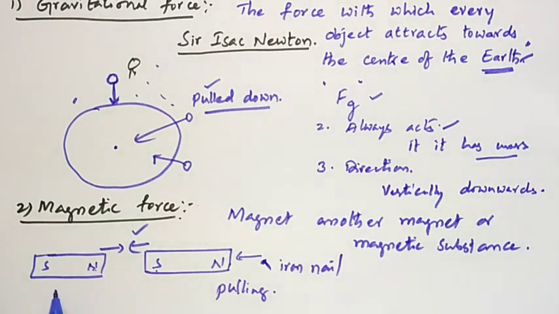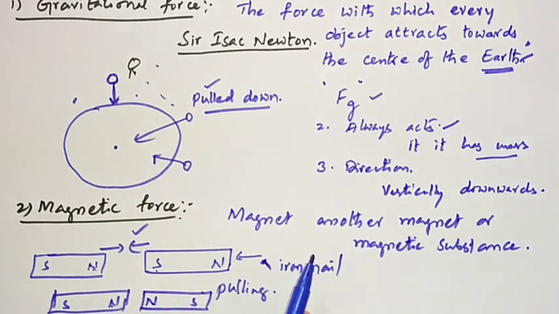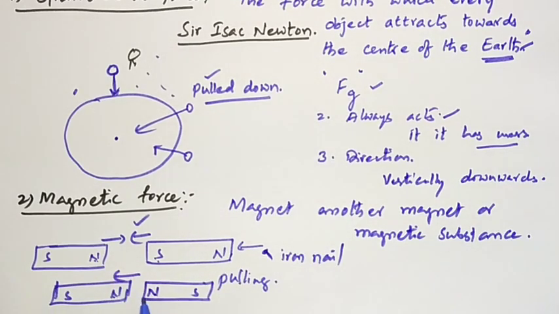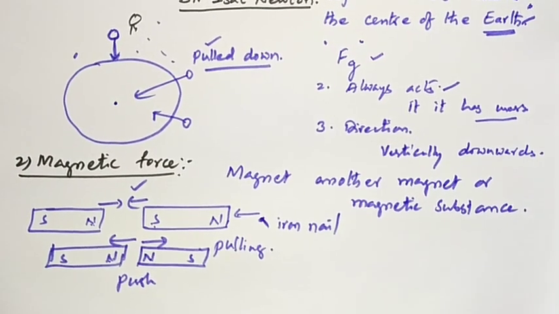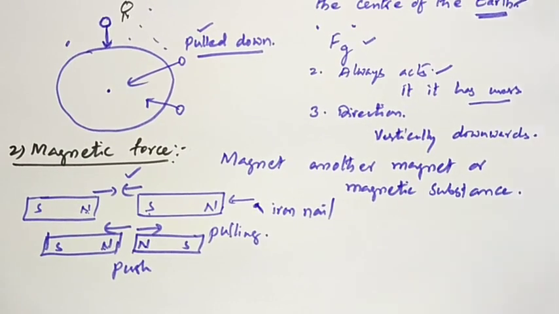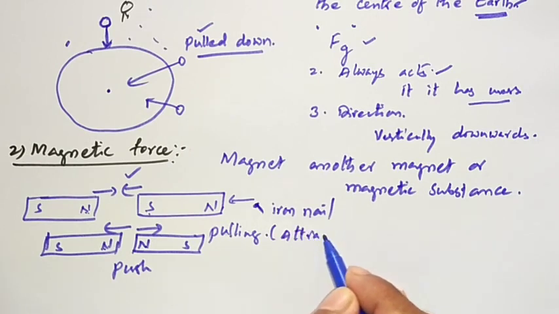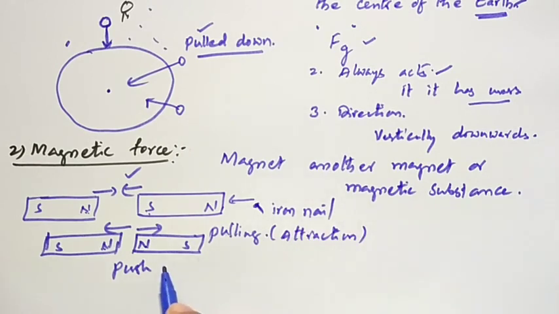Let me take another magnet, and I place like poles now, north and north. Then what happens? You will observe this magnet pushes that magnet, and similarly that magnet pushes this magnet. Here you can see a push. A push is also a means of applying force. So the way we can apply force is also a push. This pulling is called attraction, and this pushing is called repulsion.